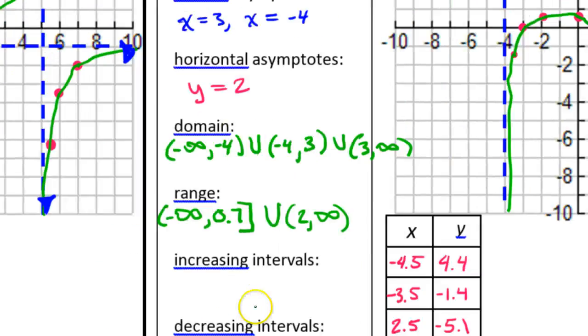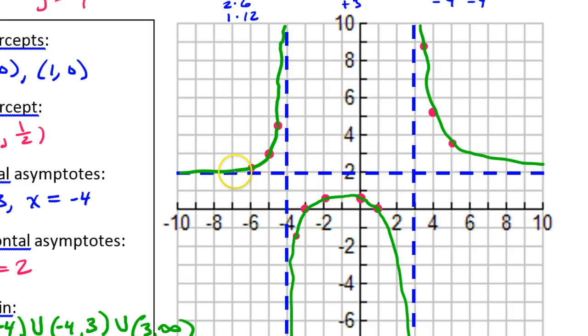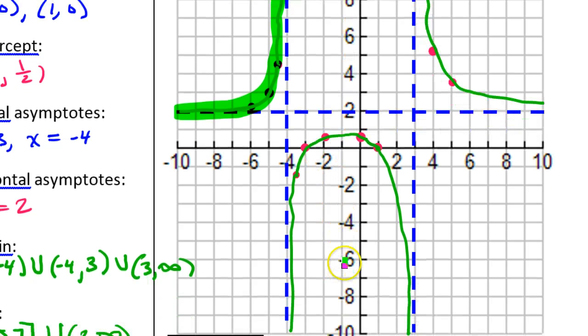Now, increasing intervals. As I go from left to right across this picture, part of the time I'm rising and part of the time I am falling. So anytime I'm rising will be an increasing interval. So from left to right, this first branch is rising. Alright, so that's an increasing interval right there.